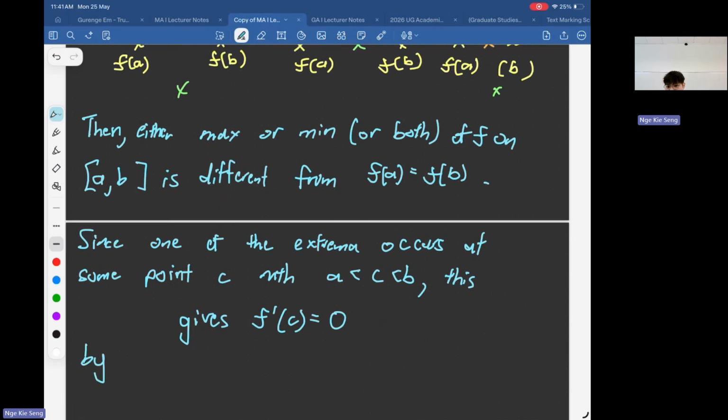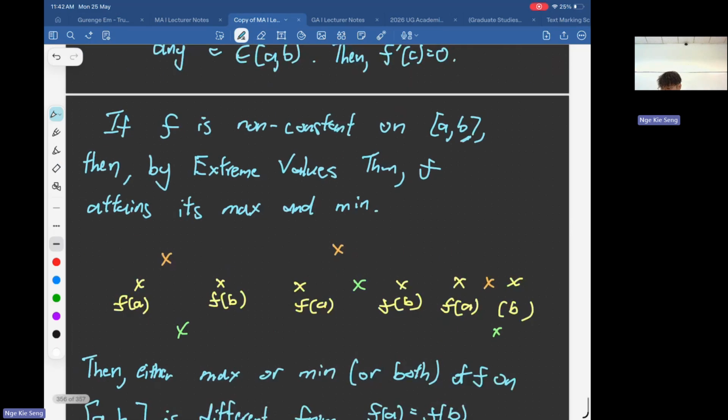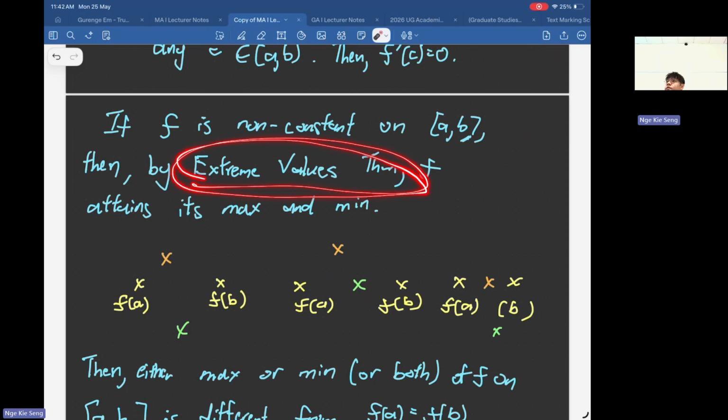By again the local extreme value theorem. Wait, why did I get two different names? What do I call it? Oh, local extreme value theorem. Wait, extreme value theorem, let me think. This extreme value theorem is what we did a long time before, right? Where did we do it?